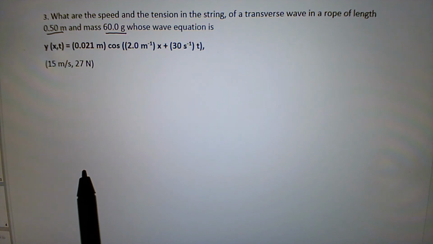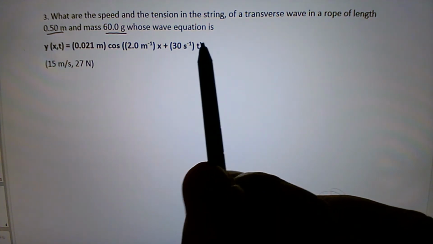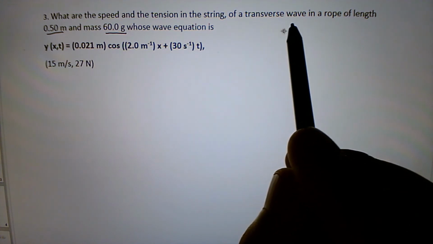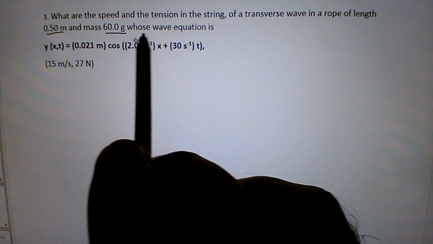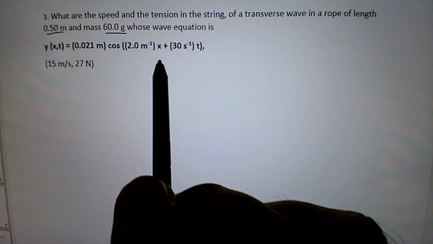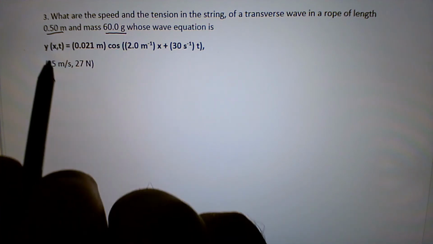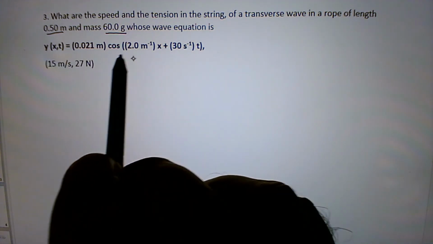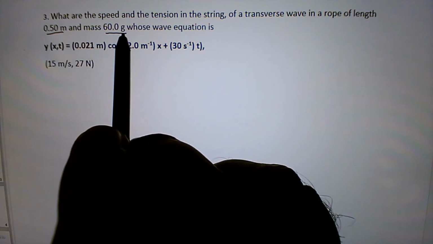Here's the next problem. It's asking what the speed and tension are in the string of a transverse wave in a rope of length half a meter and mass 60 gram, whose wave equation is given by this. The wave is traveling in a string, and the total length of the string is half a meter and its total mass is 60 gram.